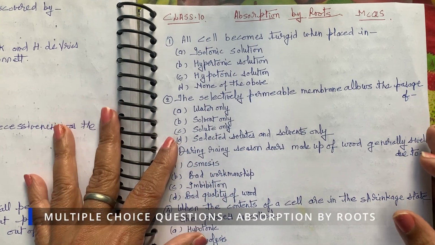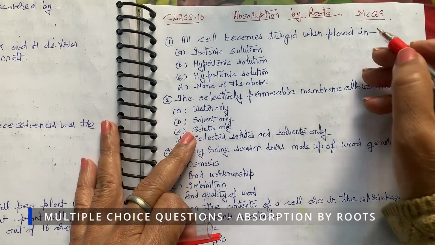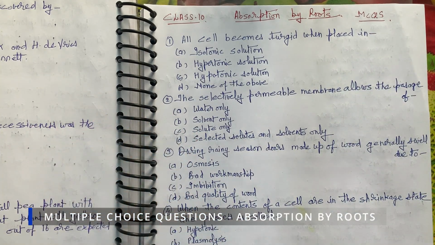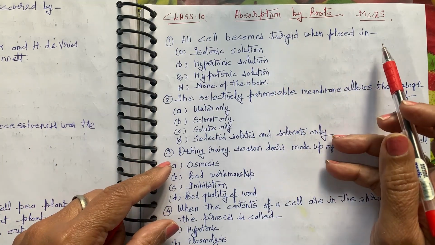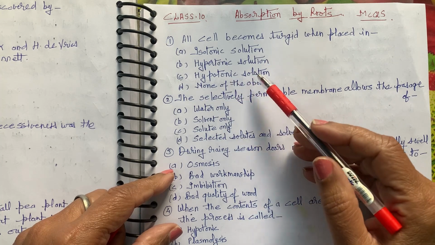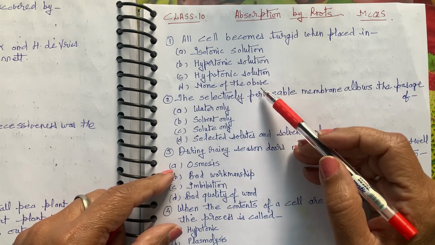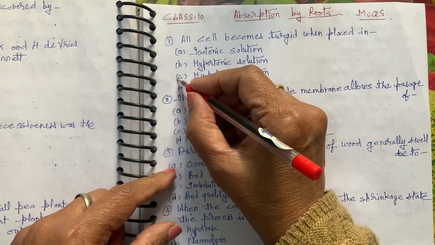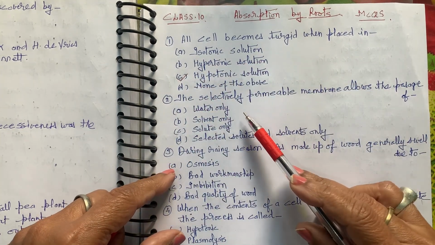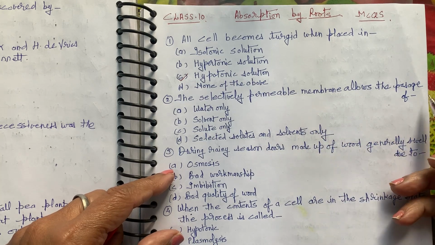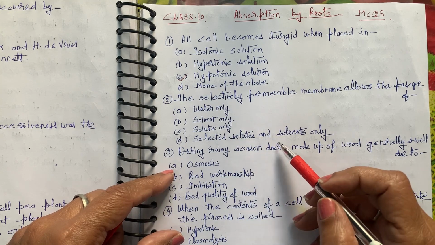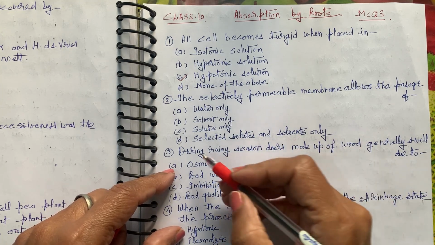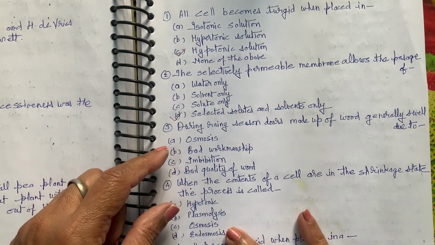Today I am going to discuss MCQs of absorption by roots, class 10th, and it is also important for your various competitive examinations too. See, a cell becomes turgid when placed in isotonic solution, hypertonic solution, hypotonic solution, none of these. The correct option is hypotonic solution. The selectively permeable membrane allows the passage of water only, solvent only, solute only, selected solutes and solvents only. Correct option, selected solutes and solvents only.